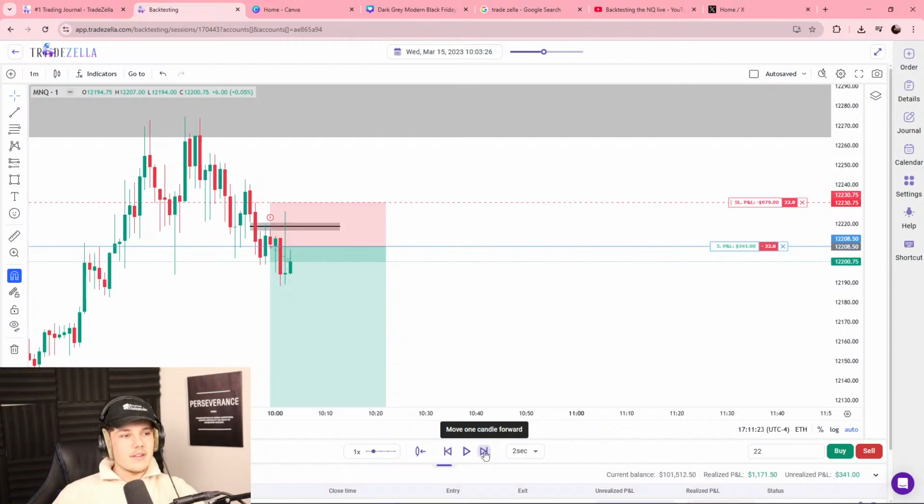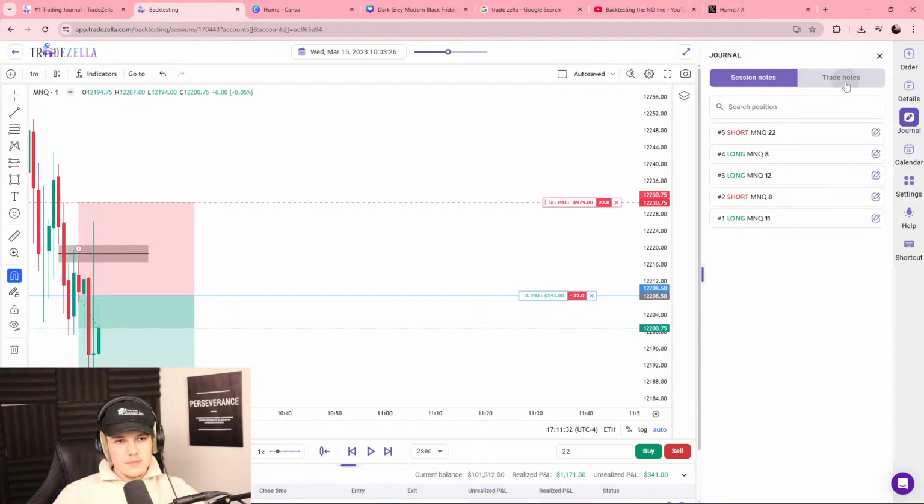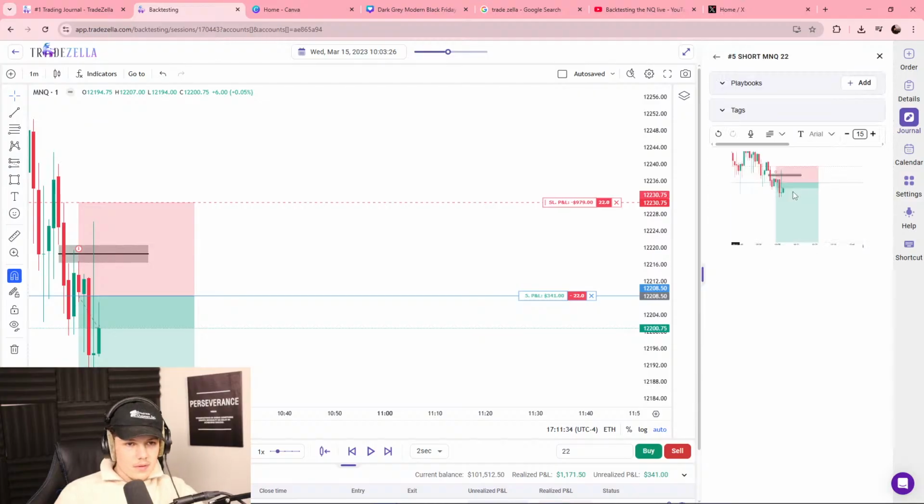Very interesting. I'm going to journal that. Now, this is why we backtest. Let me go to my journal. I was going to drag my stop loss, but this proved me otherwise. Maybe I don't drag that prematurely.